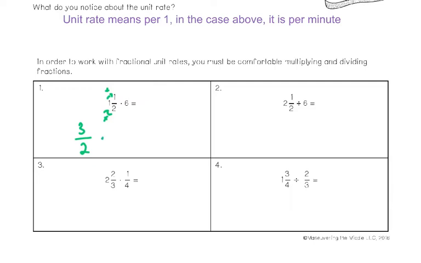You're multiplying that by 6. And remember, every number that's a whole number is just over an invisible 1. When you multiply fractions, you multiply straight across. So 6 times 3 is 18. 2 times 1 is 2.